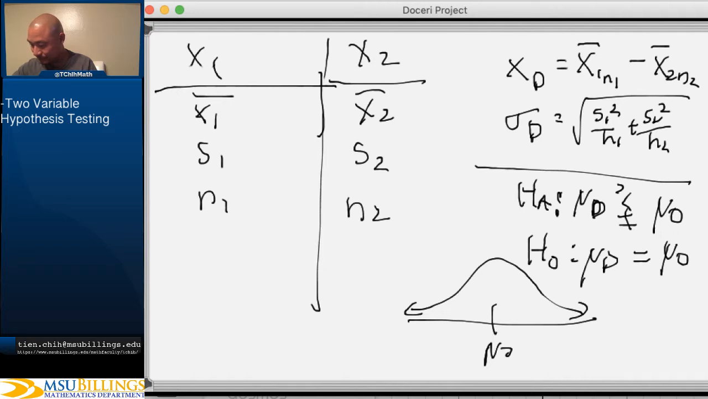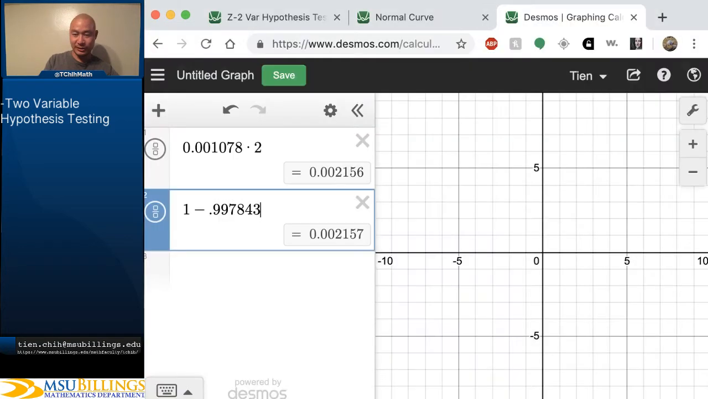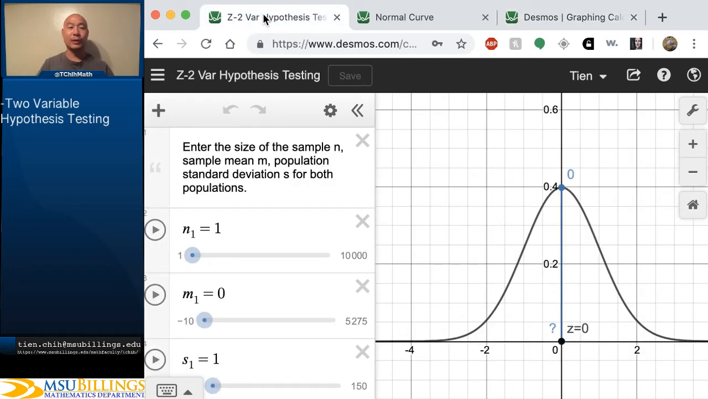Somewhere over here is mu naught, and our point estimate is just the difference in the observed sample means, and that goes somewhere in here. From there we compute everything the same as if we were doing the one variable case. And of course there is a calculator already to do the one variable hypothesis testing, so it shouldn't surprise us that there is a calculator to perform the two variable hypothesis testing as well.